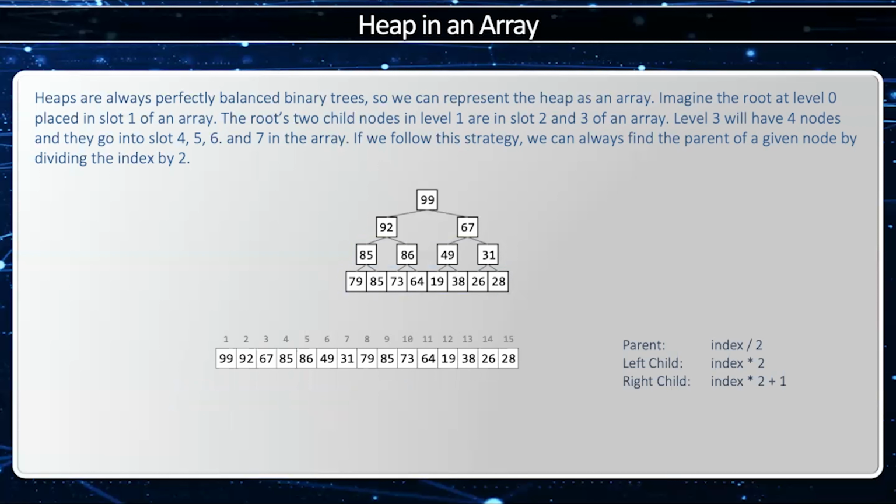Now, the equation is as follows. For a given node, the index of the parent node is going to be the index divided by 2, the index of the left child will be index times 2, and the index of the right child will be index times 2 plus 1.